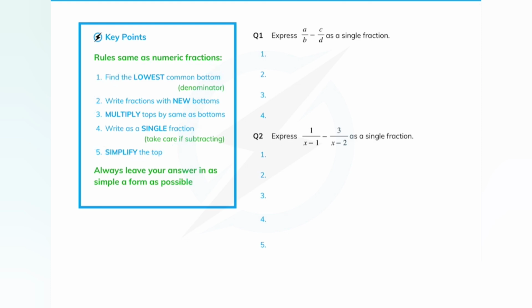First thing we need to do is find the lowest common bottom, or the lowest common denominator as it's usually known, and that is usually just the two things multiplied together. We'll see later on that sometimes we need to be careful, but if it's simple then it's the two things multiplied together. So that means that a over b minus c over d can be written as something over bd minus something else over bd.